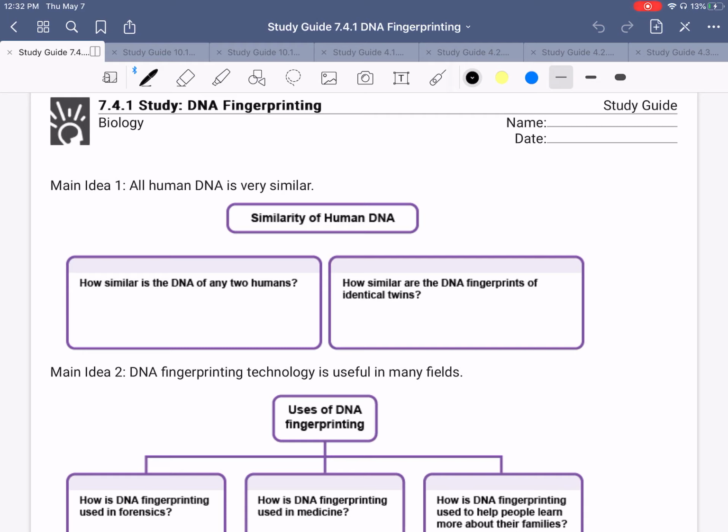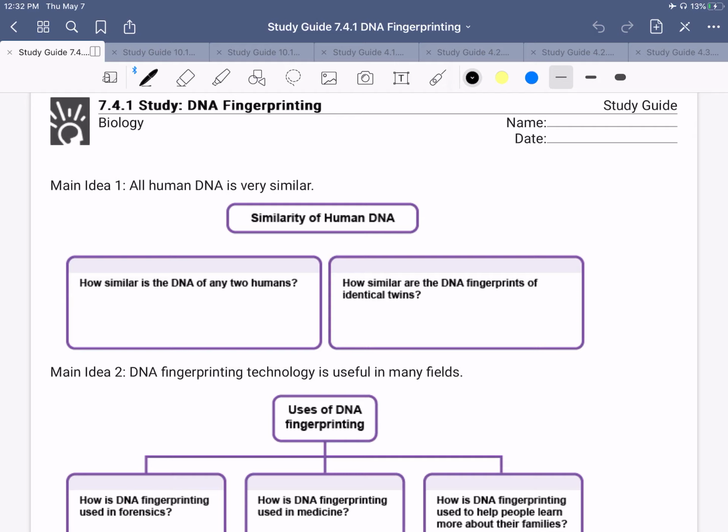Every human's DNA is 99.9% the same as every other human's. You and your friends are incredibly similar genetically speaking. 99.9% of your DNA or your genome is the same as theirs. So we'll put that down. How similar is the DNA of any two humans? 99.9%. Very similar. But wait a second.